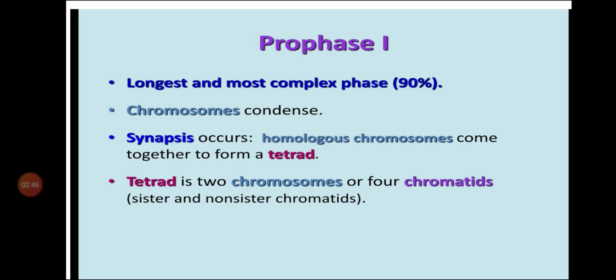So you have come across many words in this slide, that is synapsis, homologous chromosome, tetrad, chromatids, sister and non-sister chromatids. Before studying in detail the substages of prophase 1, we will first study the terms that are going to come in this phase, that is synapsis, homologous chromosome, tetrad formation and sister and non-sister chromatids with the help of the diagram.